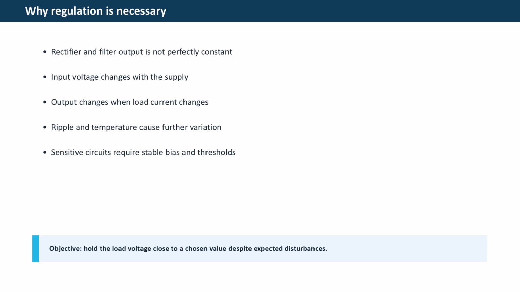A rectifier and filter produce direct voltage, but not an ideally constant voltage. Line variation, load variation, ripple and temperature can all disturb the output. Regulation is needed to preserve bias conditions, measurement accuracy, logic thresholds, and safe operation.